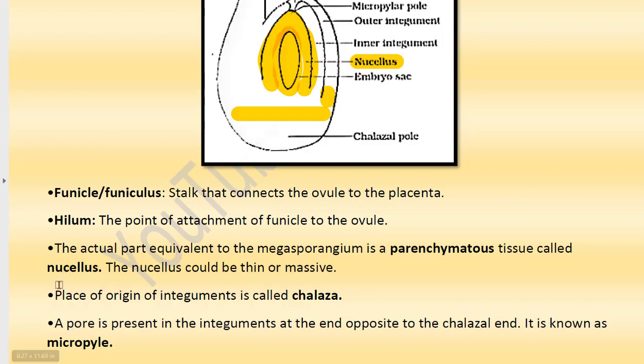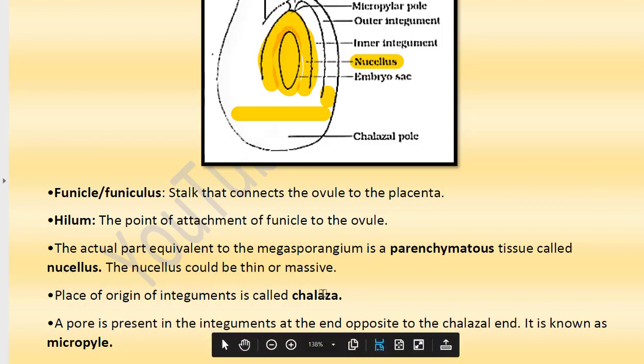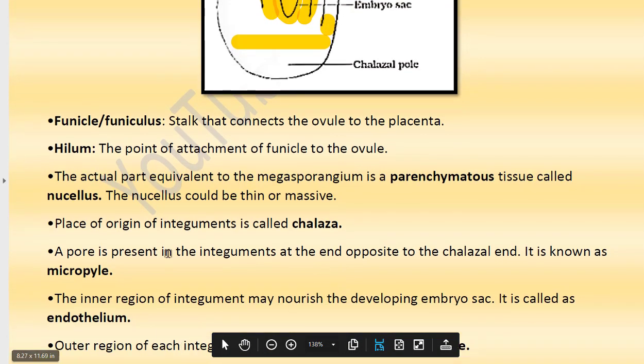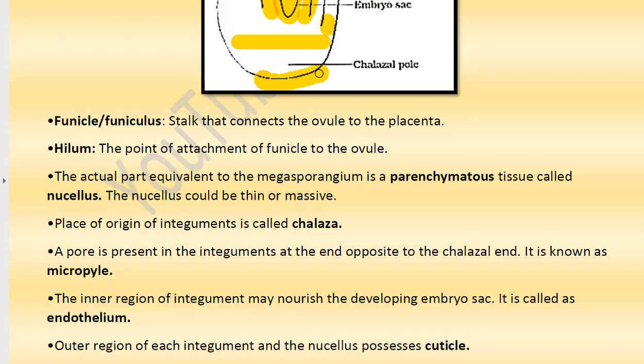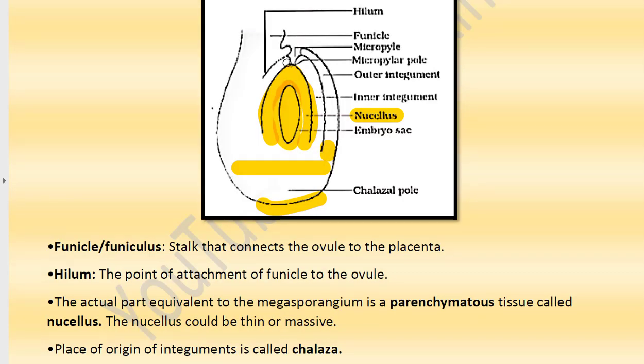end. Now the place of origin of the integuments is known as the chalaza, and the pore present in the integuments at the end opposite to the chalazal end, look here, this end we'll call the chalazal end, and just opposite to the chalazal end comes your micropylar end, where all the integuments are completely separated.